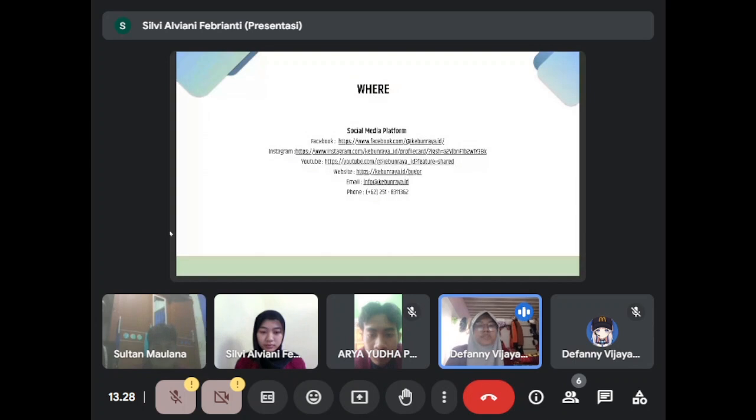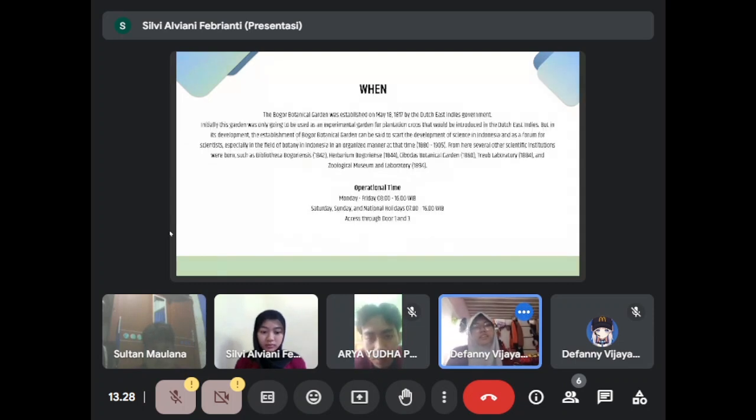This is the social media platform. As you can see, we can find it on Facebook, Instagram, and YouTube. They also have a website, email, and phone number. Next slide, please. The Bogor Botanical Garden was established on May 18, 1817 by the Dutch and Swiss government. Initially, the garden was only going to be used for the plant population crops that were introduced in the East Indies. You can find more about this on their website, including the operational time. Next slide, please.